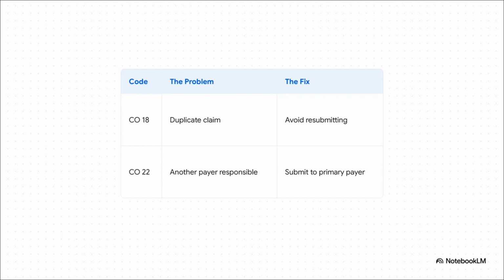A CO18 is the system yelling, stop. We've already seen this one. You've submitted a duplicate claim. The fix? Always, always check the claim status before resubmitting. A CO22, on the other hand, is a coordination of benefits issue. It means you billed the secondary insurance before the primary one. Simple fix? Find out who the primary payer is and send the claim to them first.